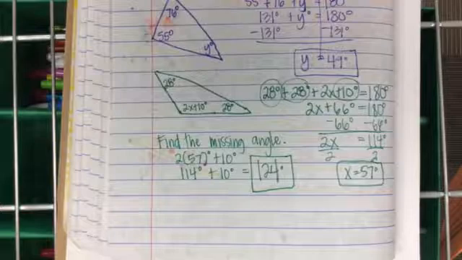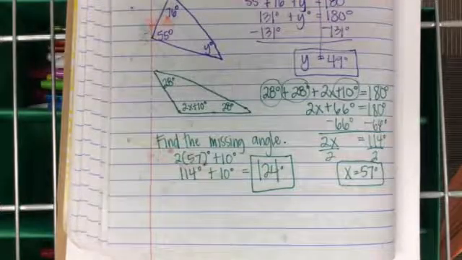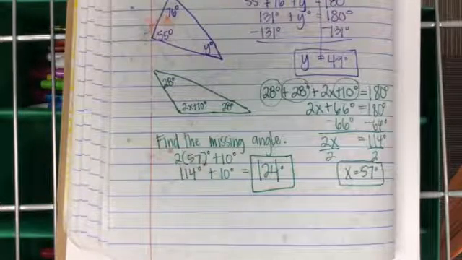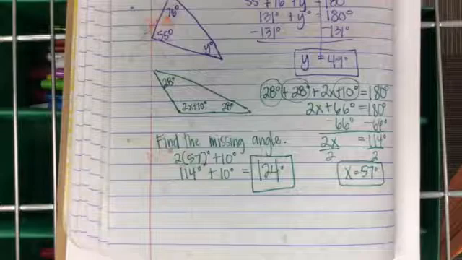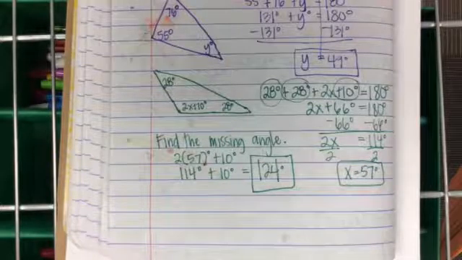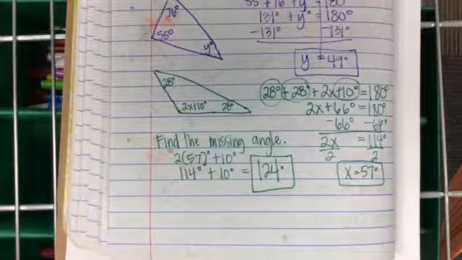So you have to read carefully. What if it says solve for x? Did you solve for x? What if it says find the missing angle? No, you did not finish. You have to make sure you take it a step further to find the missing angle.